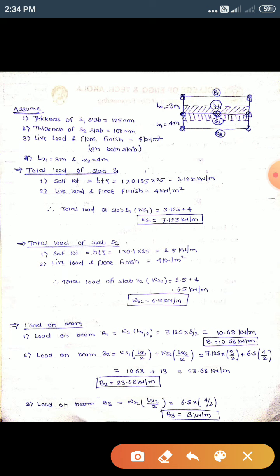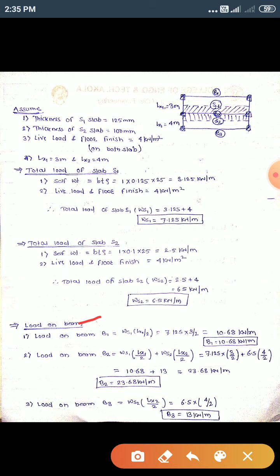Okay, so according to that, just first calculate the total load of your slab, and then go to the calculation of load transfer from slab to beam. So now see here, first we are considering load on beam. So in that, first load on beam B1. Okay, now see, this B1 beam is subjected to only one slab, that is S1 slab.